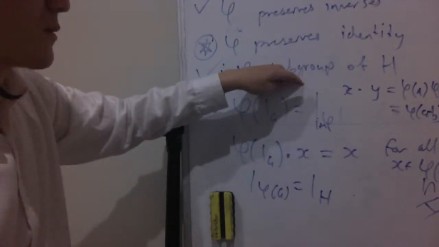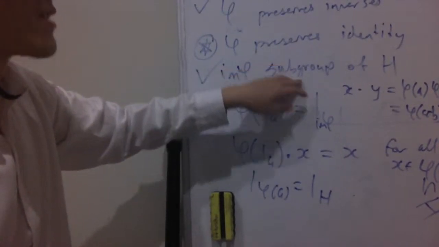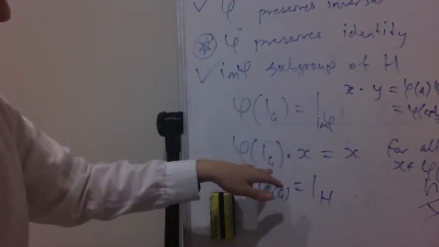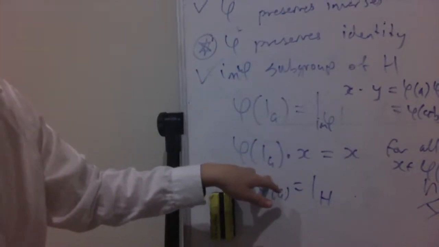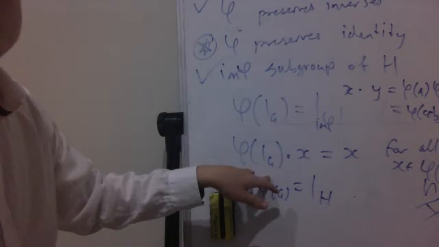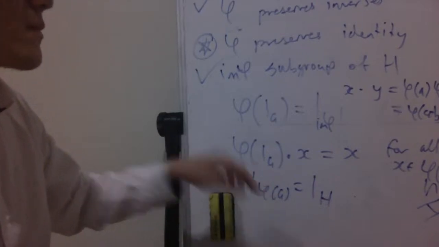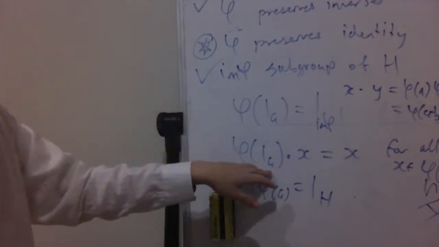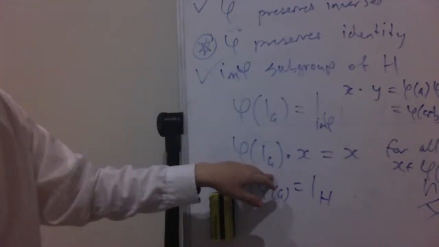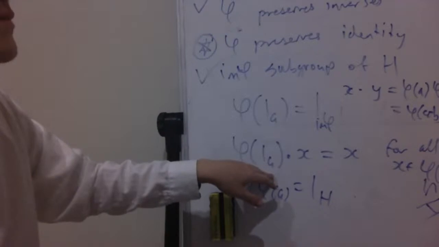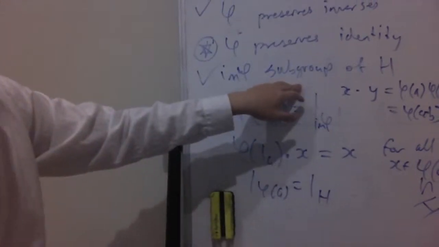But actually, you only need this property, that this squares to itself, right? Remember, that was the only part of the proof we needed to show it was the identity of the whole group. So as long as we find something that squares to itself, then it's the identity. But anyway, we showed it as a subgroup anyway.